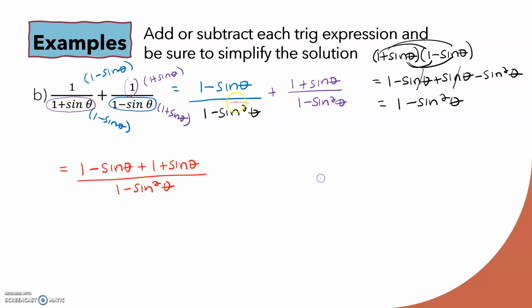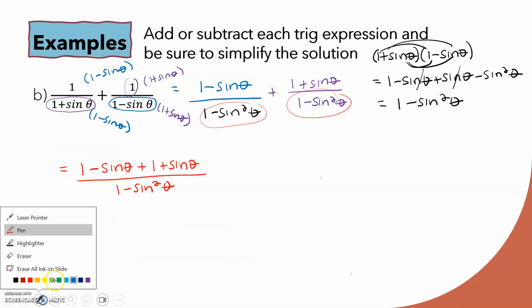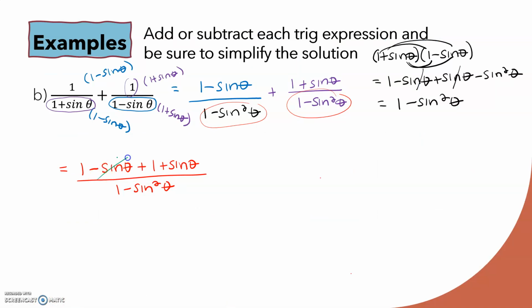When we add things with common denominators, you can combine the numerators and the denominator just stays the same. And now I can look at simplifying. So I have this minus sine theta plus sine theta, those cancel. And I'm left with, I can add 1 plus 1 over 1 minus sine squared theta. And I guess I'm just going to make 1 plus 1 into 2.